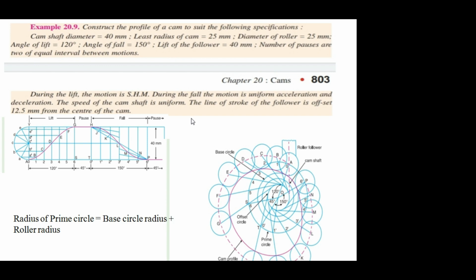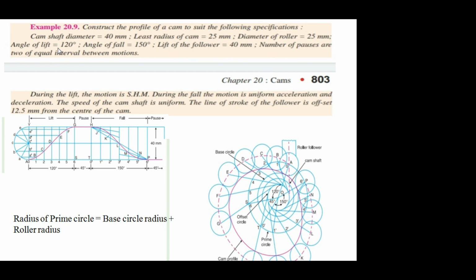Now this is numerical number 3. Construct the profile of a cam to suit the following specifications. Camshaft diameter equal to 40 mm. Least radius of cam is equal to 25 mm. Diameter of the roller equal to 25 mm.